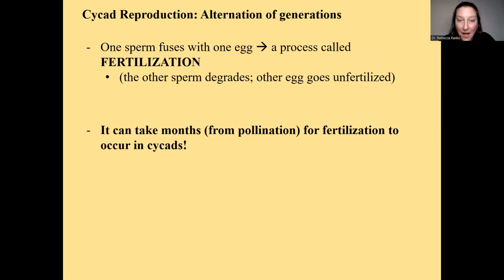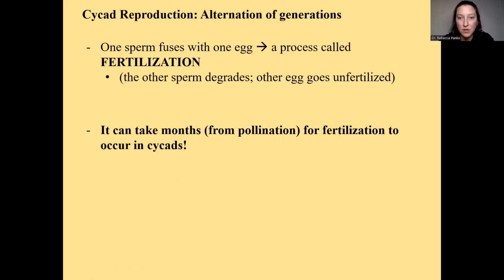And it can take months. I want to make this very clear. Months between the pollination event and fertilization event to occur in cycads. So I don't know if you remember last time in cycads part 1, I said that many species of cycads are facing extinction. This is part of the reason why, because it can take months to go from a pollen grain landing on an ovule to egg and sperm fusing.